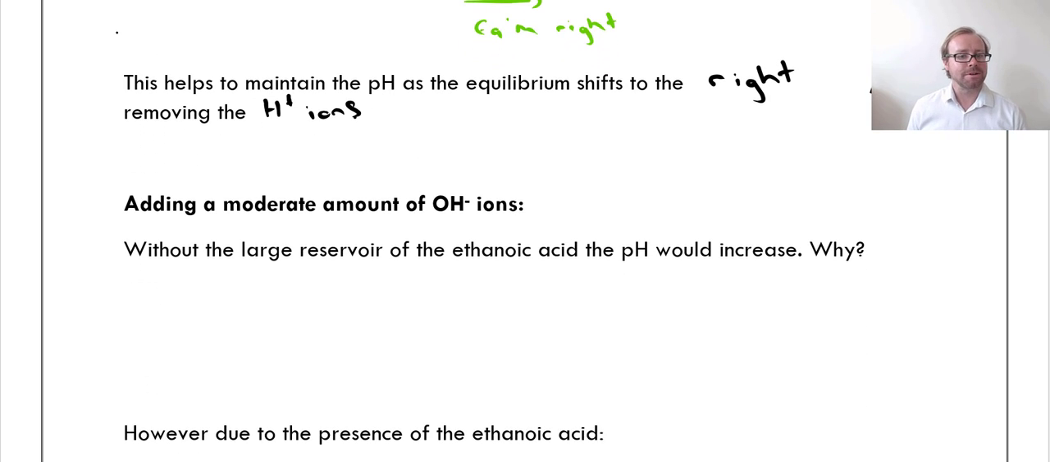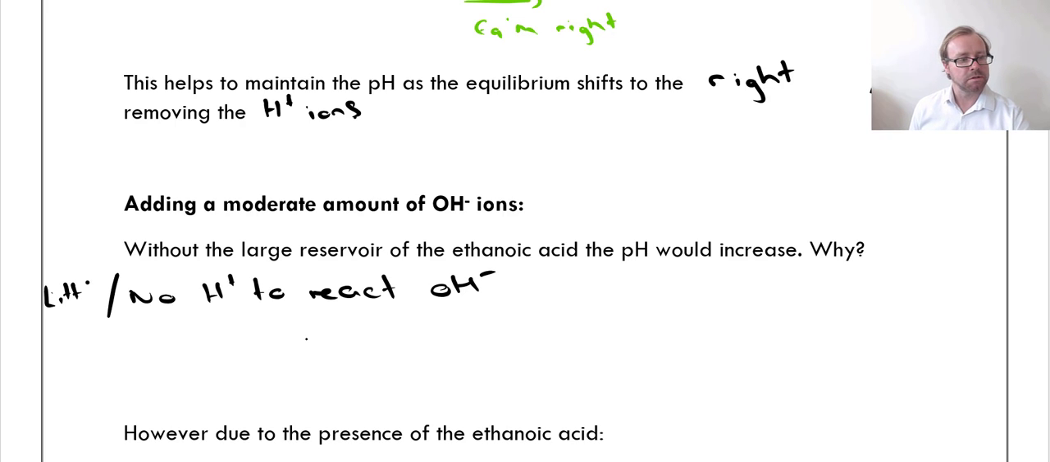Now adding a moderate amount of OH- ions. Without the large reservoir of the ethanoic acid, the pH would increase. Why? Well, if we didn't have the ethanoic acid and hence the H+'s, there would be no H+ to react with OH-. We'll put little or no H+, because we still have some from water, and therefore we will remove most of the H+'s, so the concentration of H+ would decrease, meaning that we would have a very big increase in the pH.